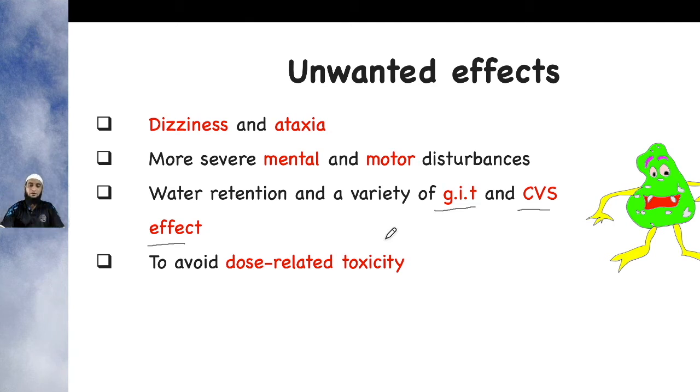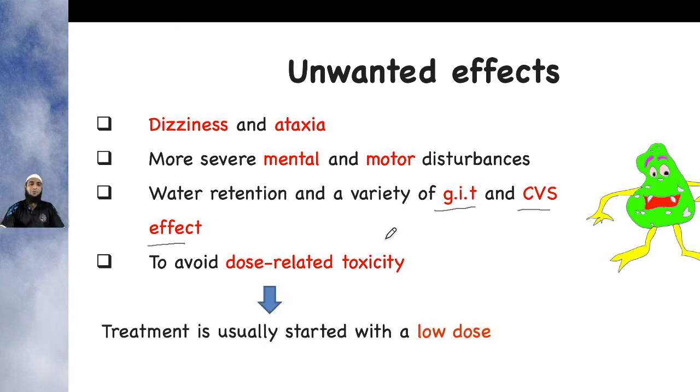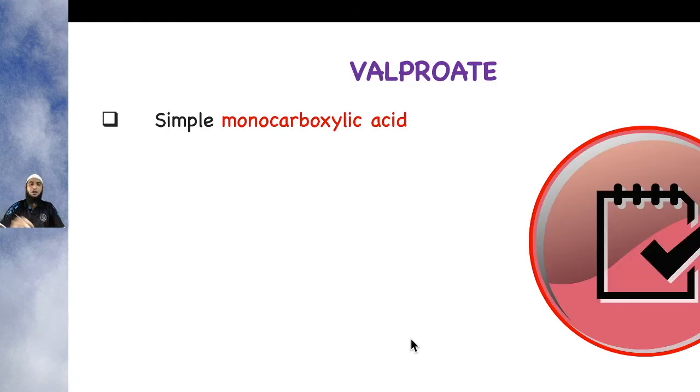To avoid dose-related toxicity of carbamazepine, you can start treatment with a low dose. Treatment usually starts with a low dose and then you can gradually titrate it. You can continue increasing the dose of carbamazepine till the patient starts responding to it, or till the patient shows minimum unwanted effects. So to avoid dose-related toxicity, treatment is usually started with a low dose of carbamazepine. So this is all about carbamazepine.